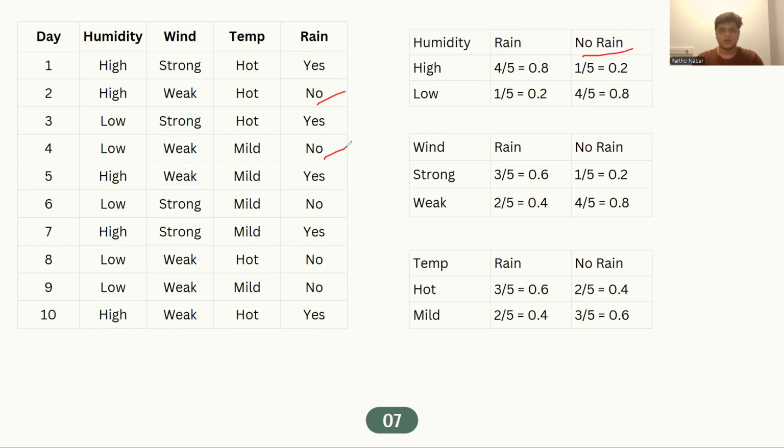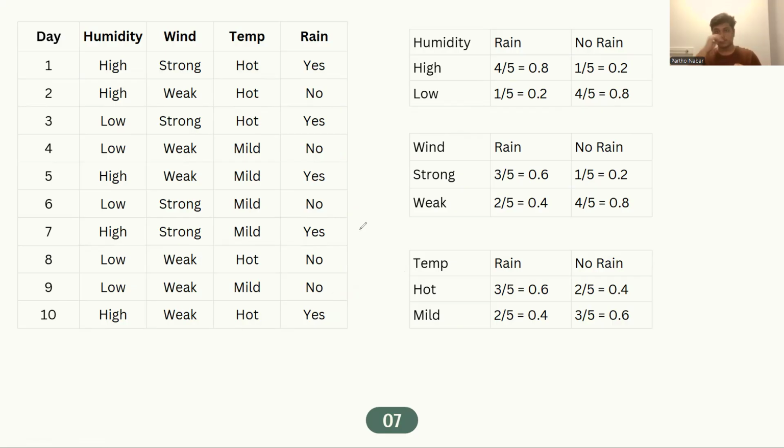So once, twice, thrice, fourth, and fifth. Okay. Now we have to check where, when it didn't rain, the humidity was high. It was high only once, on the second day. So we plug in these values, 1 out of 5 here, 4 out of 5 here, and we have the table. Boom. Simple, right? We do the same thing for wind and for temperature as well. With this, we have the foundation of naive Bayes theorem complete.